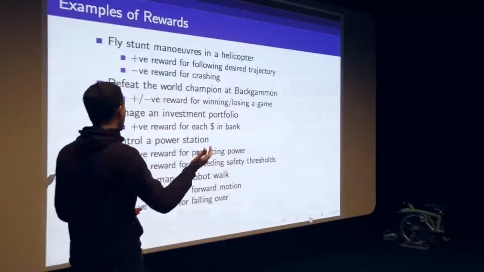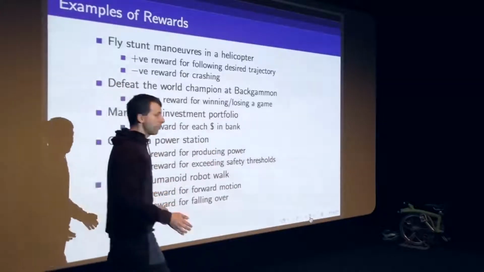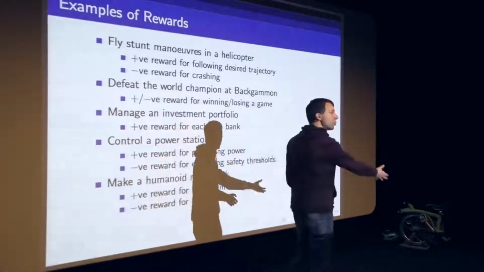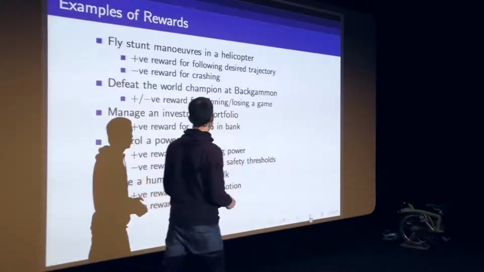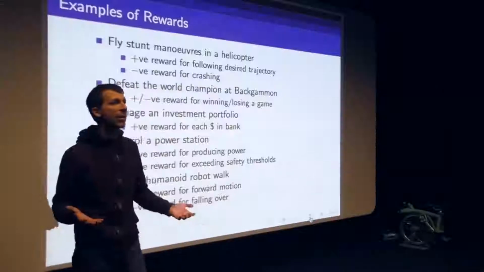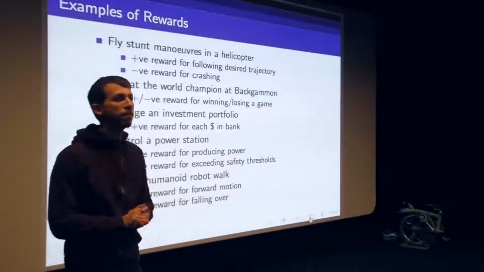And if you want to make a robot walk, you might have a positive reward for forward motion. Each unit of distance that you travel might perhaps give a unit of reward, and there might be, again, a large negative reward for falling over.